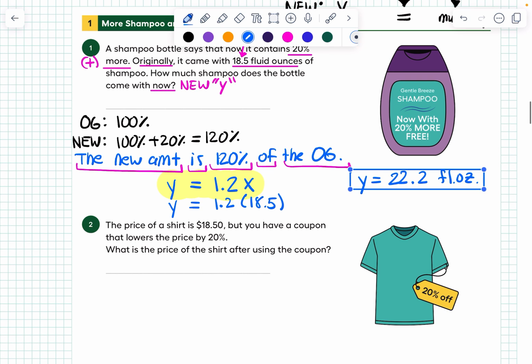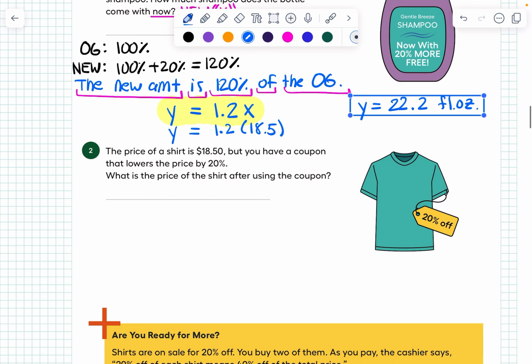All right. On number 2, it says the price of a shirt is $18.50, but you have a coupon that lowers the price by 20%. What is the price of the shirt after using the coupon? All right, this $18.50 is our OG amount. It would be our X value. If they say lower by 20, then you know that means to subtract. What is the price of the shirt after using the coupon? So that's going to be the new price, which is our Y value.